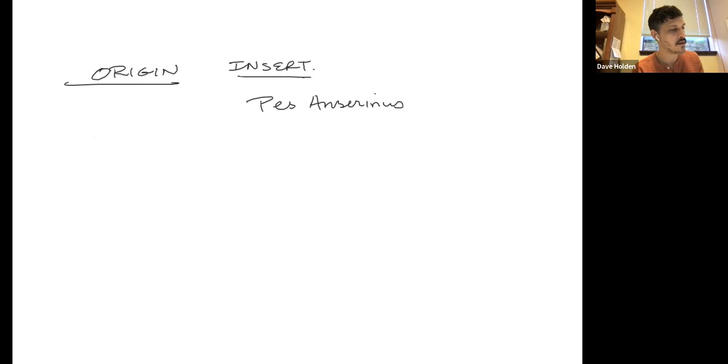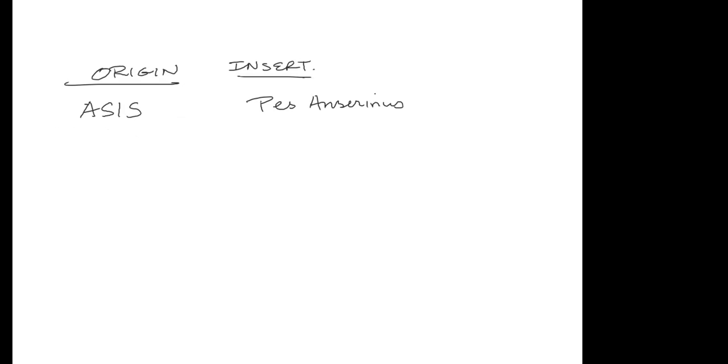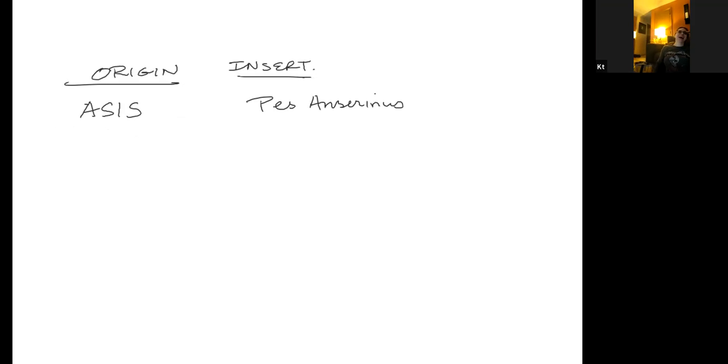All right, then. I'm thinking of a different muscle whose origin is the ASIS, and its insertion is the pes anserinus. Sartorius.